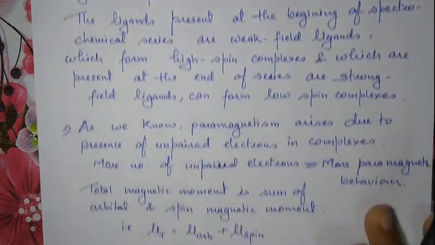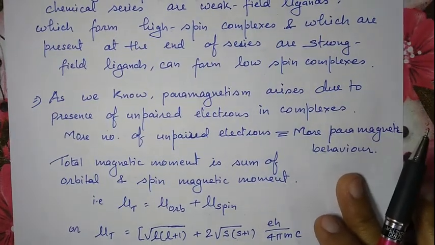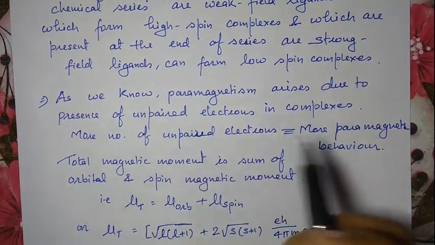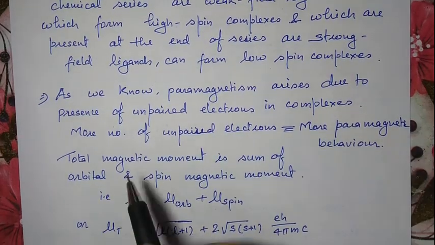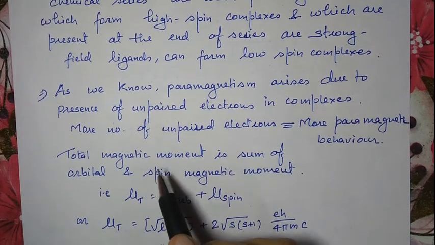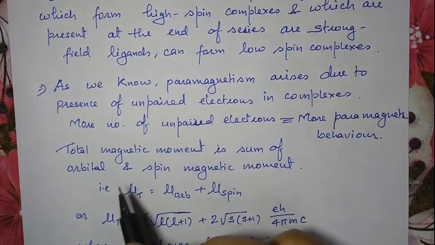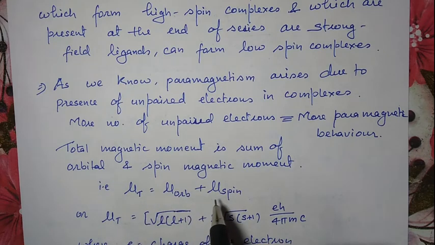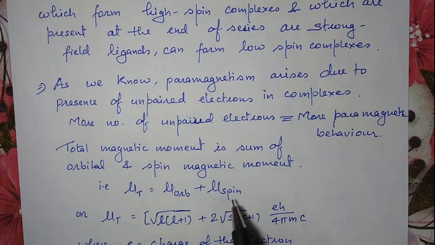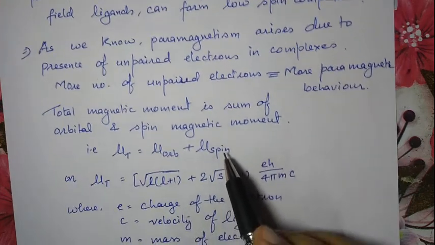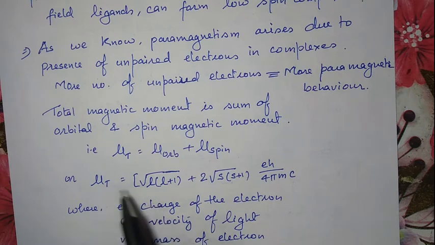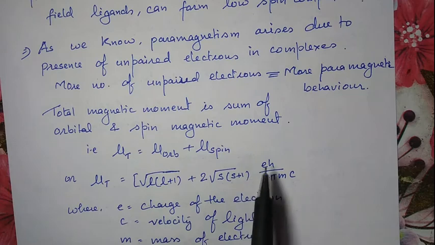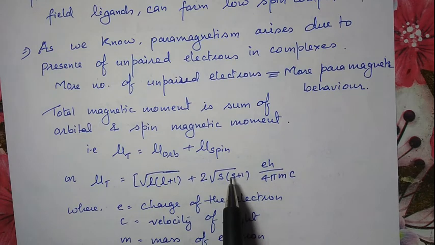As we know, paramagnetic behavior arises due to the presence of unpaired electrons in a complex, and the more unpaired electrons, the more paramagnetic behavior. The total magnetic moment can be considered as the sum of the orbital magnetic moment plus the magnetic moment due to the spin of the electron. You can represent it this way: this mu t is the total magnetic moment, the sum of the orbital magnetic moment and the spin magnetic moment.